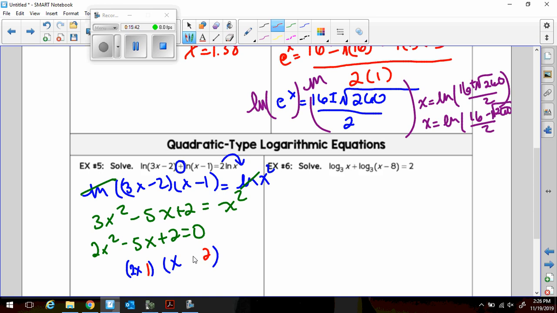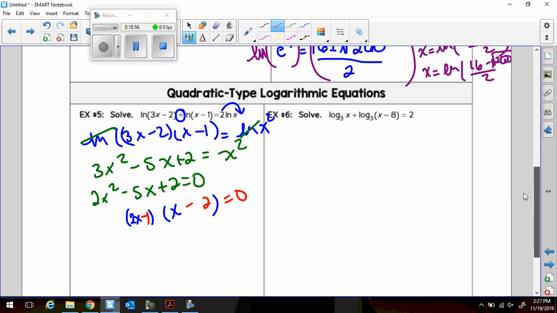So I'm going to say negative and a negative, because a negative times a negative is a positive, and -2 times 2 is -4, minus 1x is -5x. So you can FOIL it and check it out. But in this case, I get 2x minus 1 equals 0, and I'm going to add the 1 to move it over, divide by 2, x equals 1/2. And this one just x equals 2.